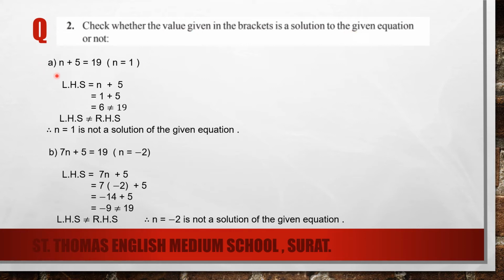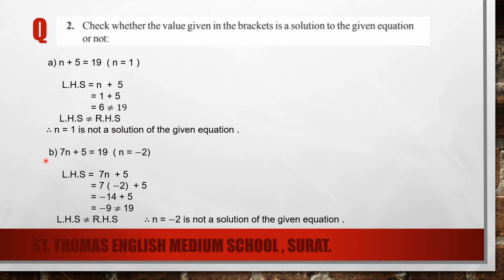Question number A, n plus 5 is equal to 19, n is equal to 1. So they have given the value for n, that is 1. Let's substitute here. LHS is n plus 5. n is 1, so 1 plus 5 is 6. 6 is not equal to 19 because RHS is 19. 6 and 19 are not equal, that means LHS is not equal to RHS. So we can say n is equal to 1 is not a solution of the given equation.